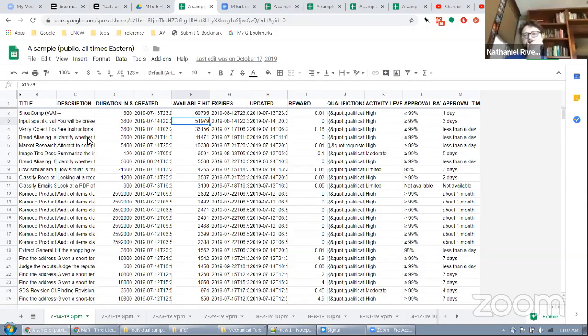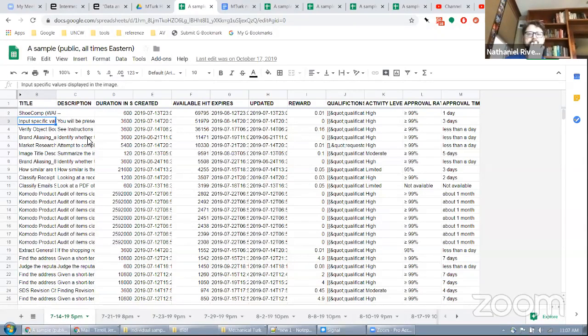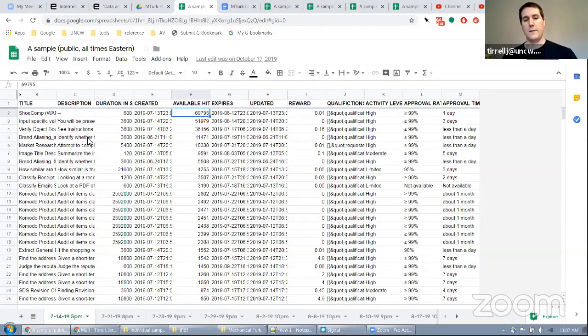But this kind of illuminated a schism in terms of characterizing this data from the Turkers' perspective. There's an argument to be made that treating these all individually makes sense, because this is what you're seeing. But from a different perspective, say, Mechanical Turk itself, there's an argument to be made.